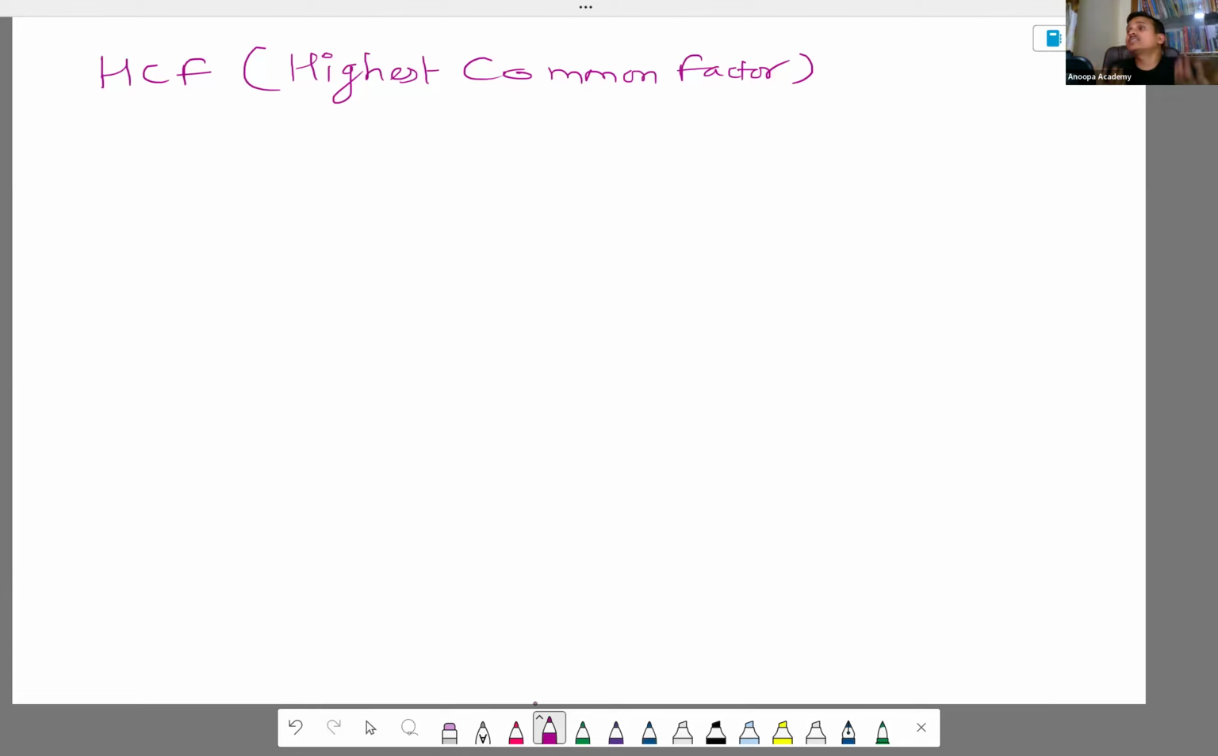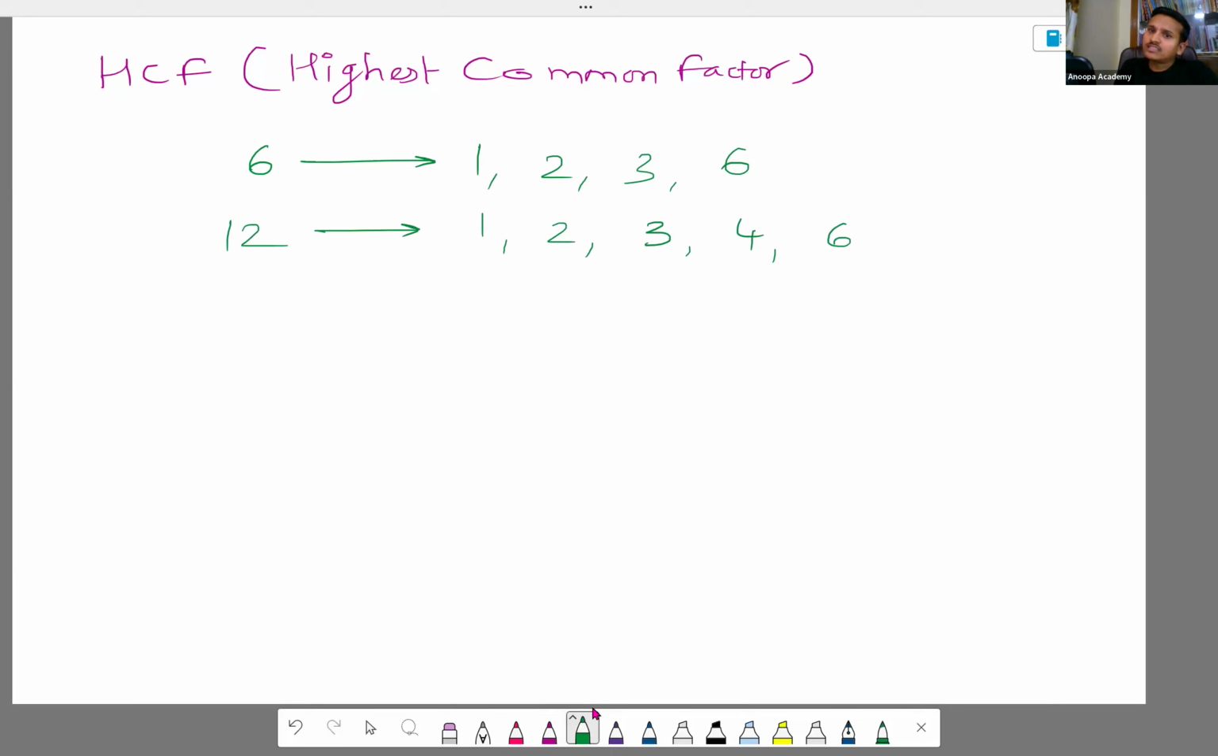First of all, we'll understand what HCF is. So now I will take some numbers. Let me take the number 6. The factors of 6 are 1, 2, 3, and 6. Let me take 12. The factors of 12 are 1, 2, 3, 4, 6, and 12. Yes or no, everyone? This is clear, right?